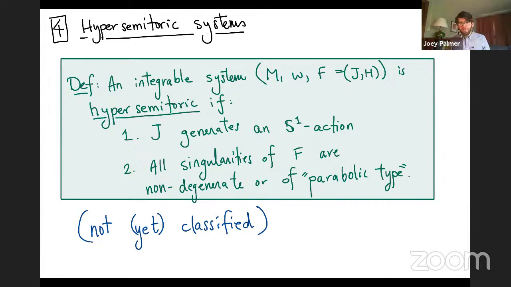But it turned out that wasn't enough. I'll also allow degenerate singular points of what's called parabolic type, which is the nicest, or the most well-understood, type of degenerate point. These systems are not classified, so I can't draw polygons and things like that, but I can tell you about the fibers.